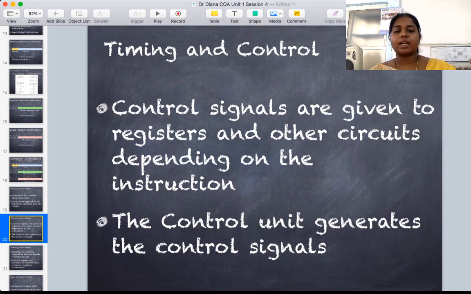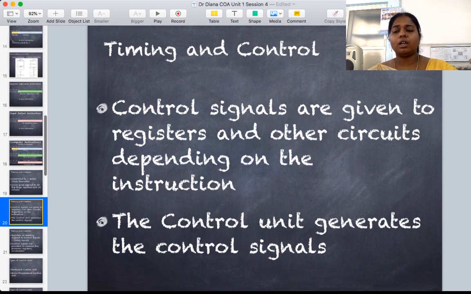These control signals are given to registers or other circuits or memory devices or input output devices depending on the instruction that we receive. So the control unit should look into the instruction and start issuing control signals. So the main work of the control unit is to generate these control signals. The control unit has to generate these control signals based on the input instruction that we have given.